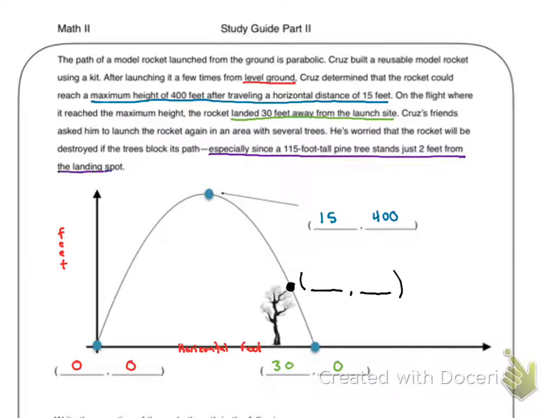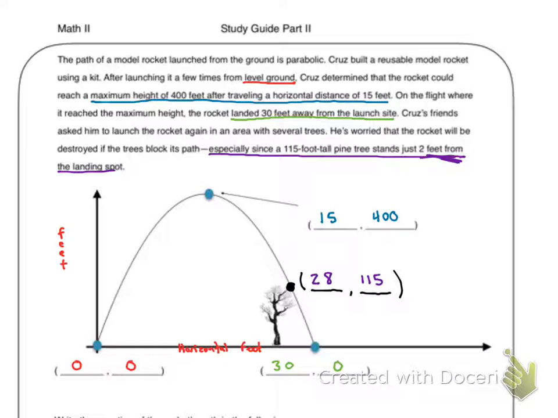Now this last piece here where that other coordinate is, this one's going to be a little bit tricky. So this tree stands 2 feet from the landing spot. So 2 feet from the landing spot, it lands right here at 30. 2 feet away from that would be 28, right? 2 feet away, so 28, 29, 30. And it's 115 feet tall.